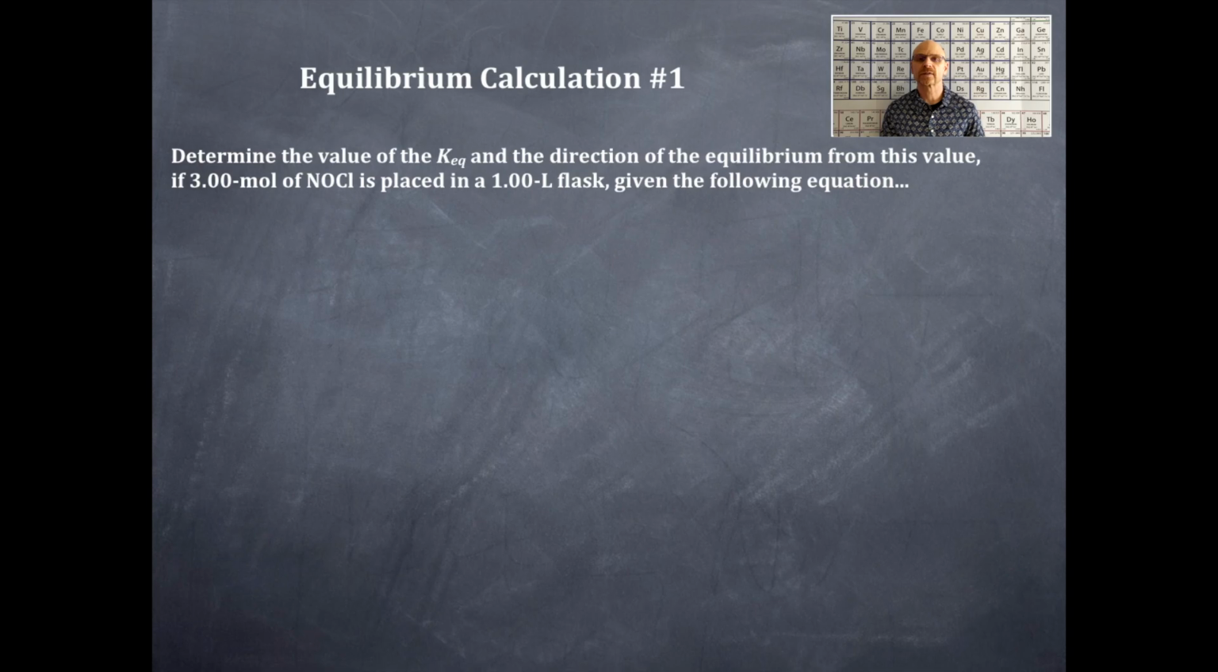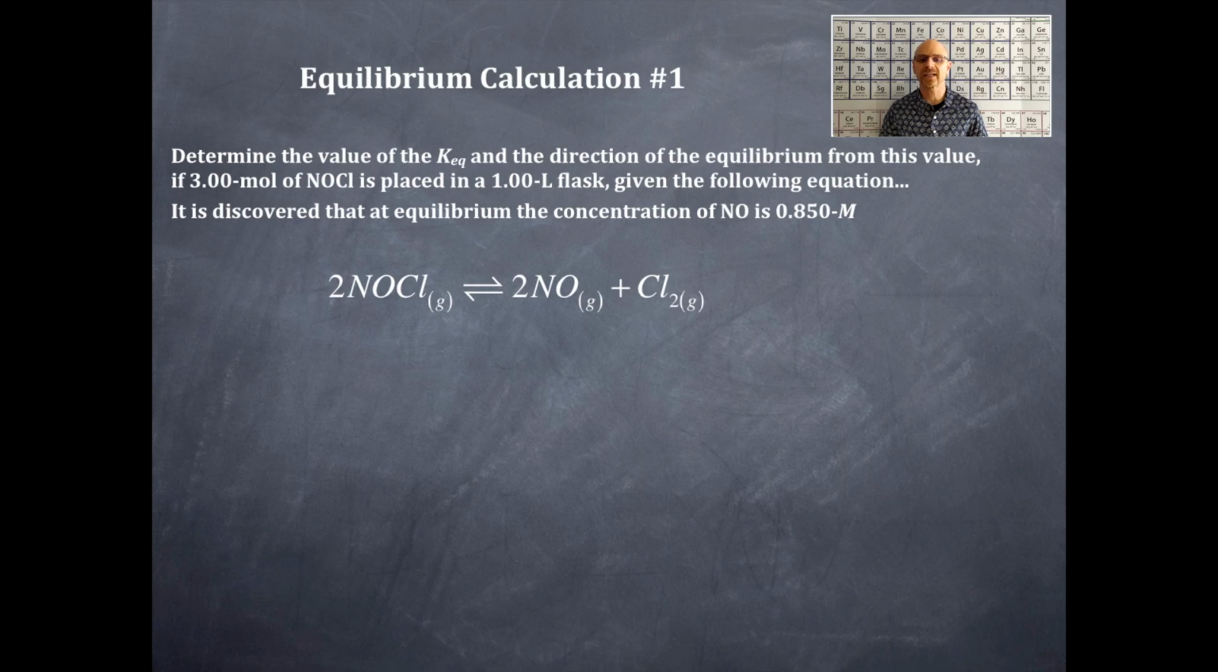If 3.00 moles of NaCl is placed in a 1.00 liter flask, given the following equation. So I have a balanced equation: 2NaCl, gaseous state, with double-headed arrows, one going in the product direction, one going in the reactant direction. That lets me know it's in equilibrium. It produces 2NO, gaseous state, plus Cl2, gaseous state. It is discovered that at equilibrium, the concentration of the NO is 0.850 molar.